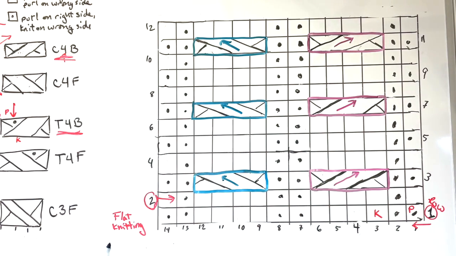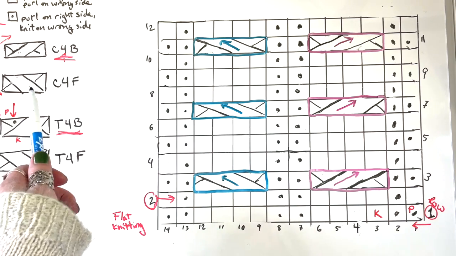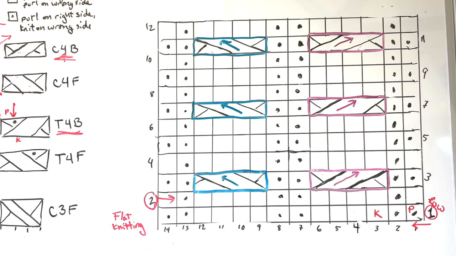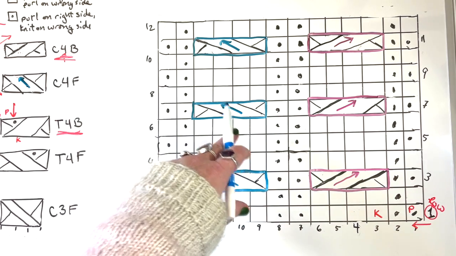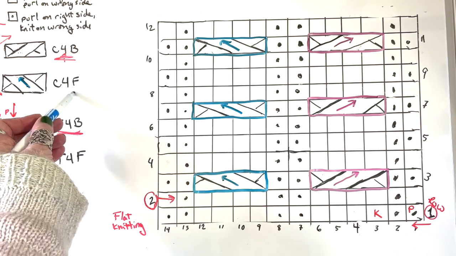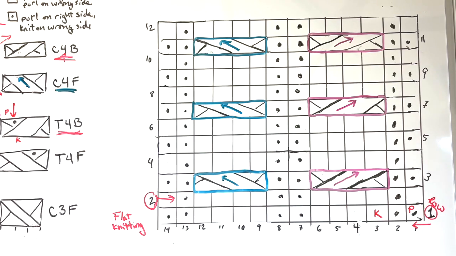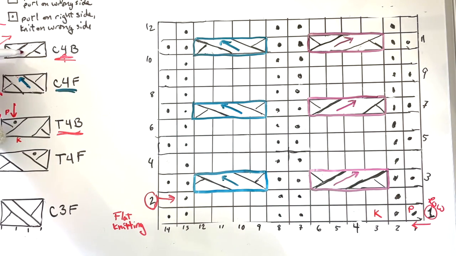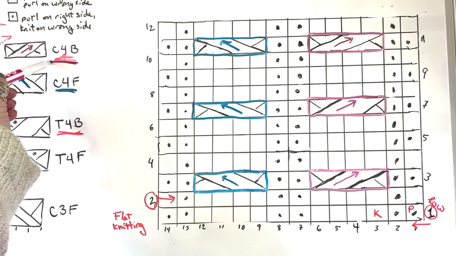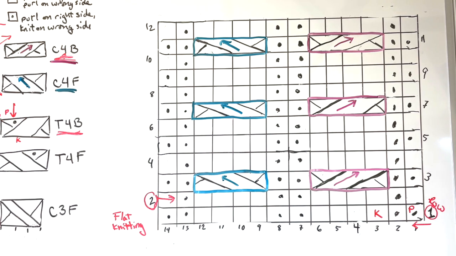Now I can look over, it's right in the corner here, I can look over at my symbols, and I can say one that goes up to the left, there's my blue symbol. So whenever I have something boxed in blue, I'm going to follow the instructions for C4F. And whenever I have a symbol where the diagonal leans up and to the right, that's a C4B. That's for the ones I've outlined in pink. So that is going to help me understand what to do on this chart.